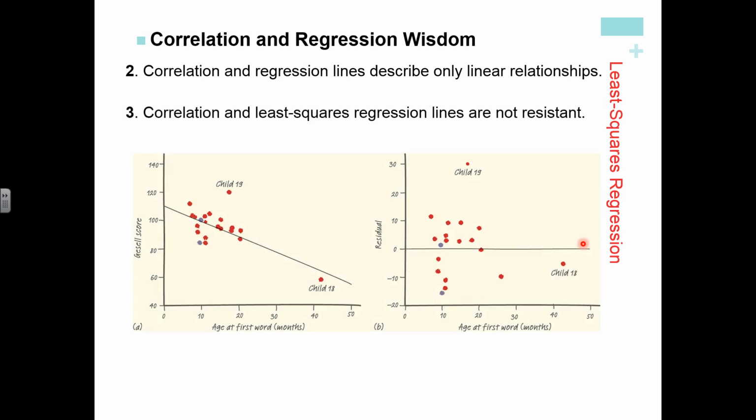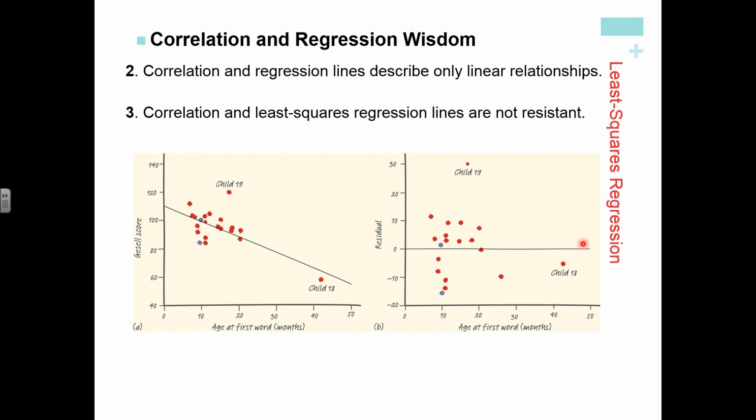Alright, so remember, a couple things you really want to make sure you understand. Correlation and regression lines describe only linear relationships. If you have some other type of relationship like exponential or quadratic or anything like that, you wouldn't use a regression line or correlation.